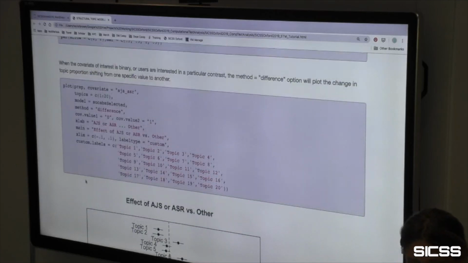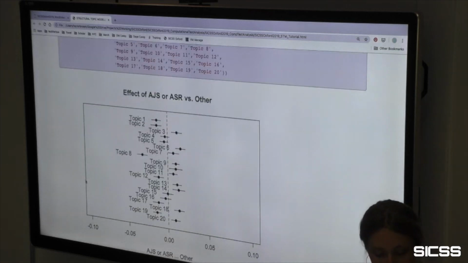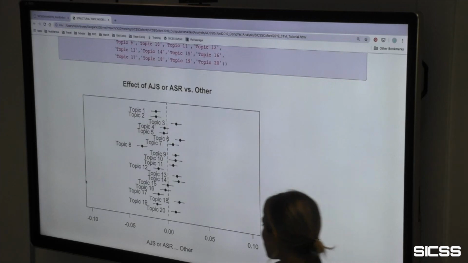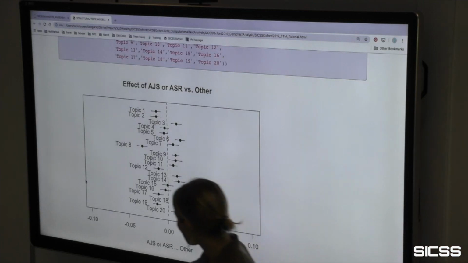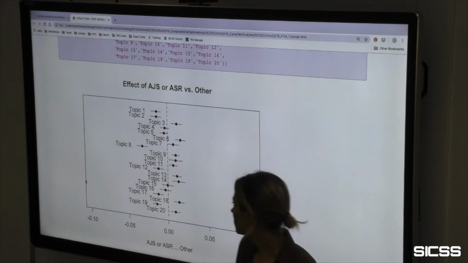So in this, if the covariate is binary with that AJS ASR variable, maybe we just want to see, is a topic more likely to be discussed in those two journals or everywhere else? There's not a ton of variation, but that's basically what this is doing. So this is more likely to be mentioned. This topic has a higher probability in non-AJS ASR articles, and this is more AJS ASR articles.